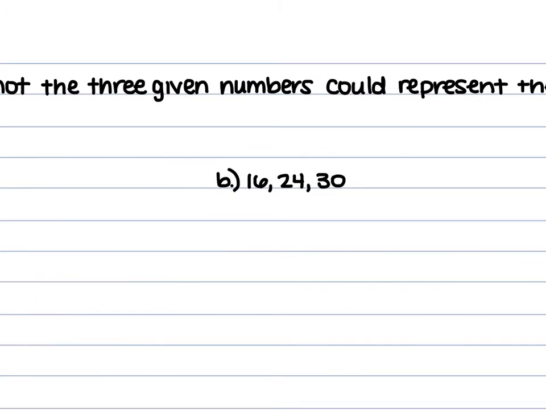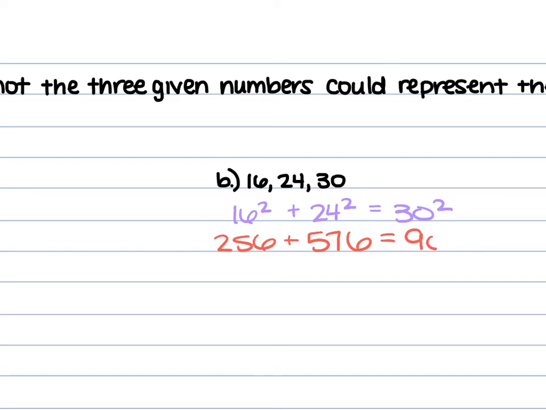For B, we have 16, 24, and 30. So we're going to do 16 squared plus 24 squared should equal 30 squared. The 16 squared is 256. The 24 squared is 576, and the 30 squared is 900. So the 256 plus the 576 gives us 832. That is not equal to 900, so this is not a right triangle.